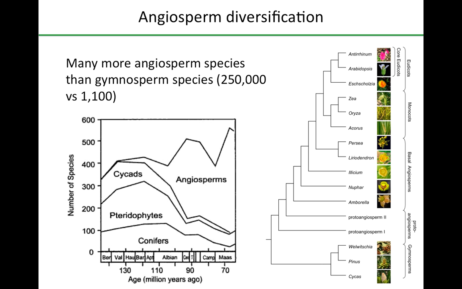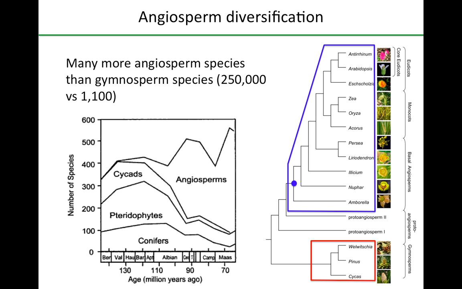If we look at this phylogeny here, this is a phylogeny that was put together specifically to look at the diversity within angiosperms. And if you count the angiosperm species, at least that we know about today that are living, there are over 250,000 angiosperm species. If we compare that to the gymnosperms, which are their closest relatives, there are only about 1,100 species of living gymnosperms. So there are many, many more angiosperm species today than there are gymnosperms.